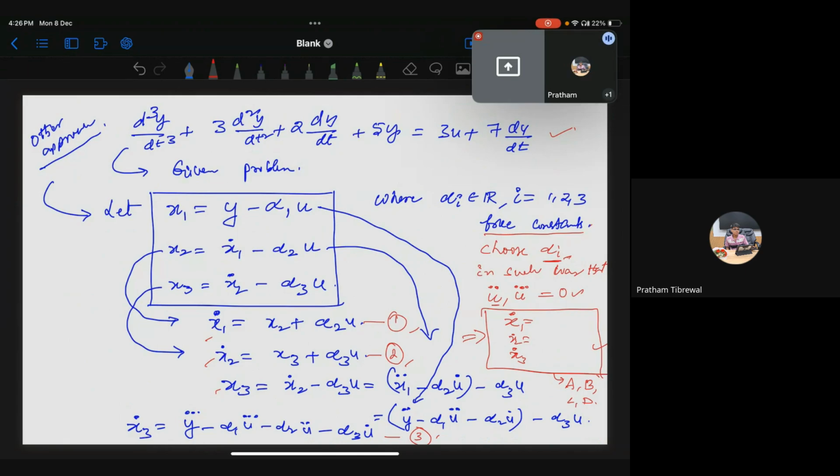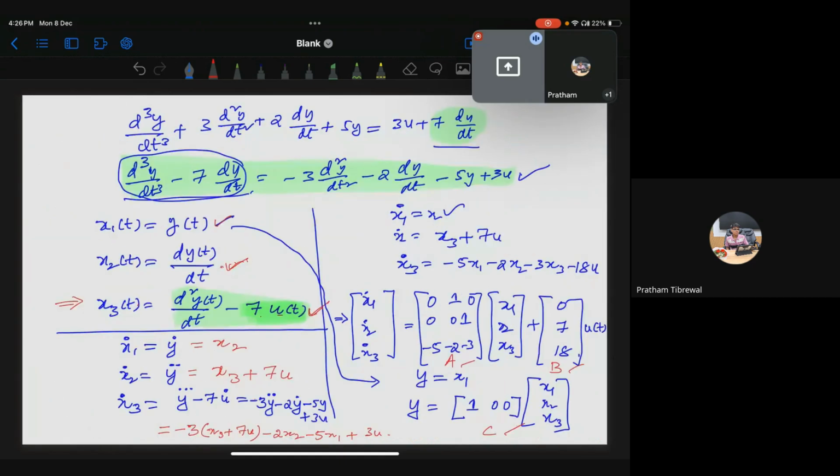This is a general problem. Otherwise, you have to choose it based upon how many times the u is differentiated. You have to take this term correspondingly.